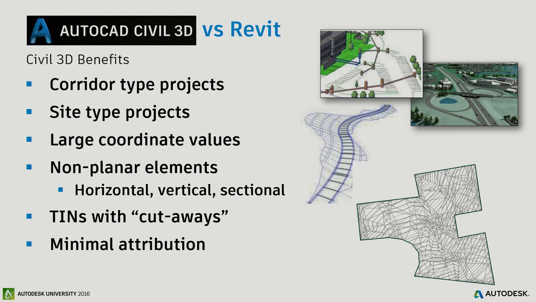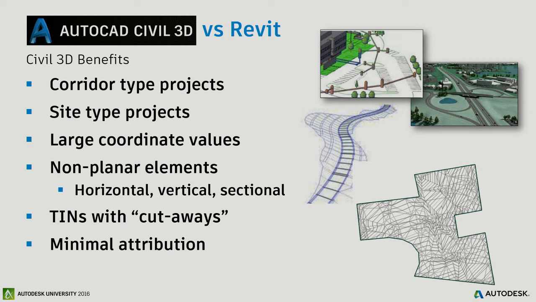So in Civil 3D, we're dealing with two types of projects. We're dealing with long, long corridors, linear projects that go up and down and curve and are very non-linear. We also deal with what we call campus or site projects, huge, huge areas such as airports or subdivisions or things like that. So those are the two big things that we're dealing with. What does this mean? We're dealing with very large coordinate system values.